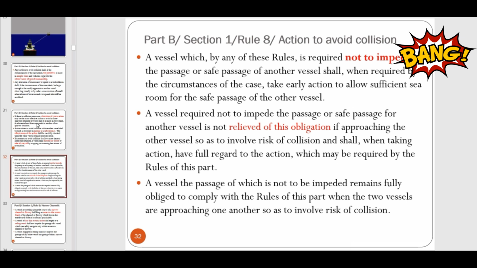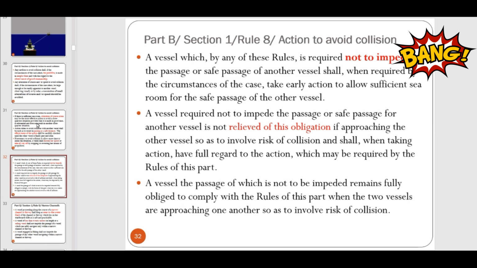So, as far as responsibility is concerned, that fellow also will take action, having full regard to the action which may be required by the rules of the part. He should also take action. Or otherwise, he will let the collision take place? I'm not supposed to take action, she is supposed to. She is not supposed to impede my passage. So she is impeding, so I'll stand and watch? No. He is also not relieved because of the responsibility. It is clearly said that. So he also has to take action, having full regard to this.